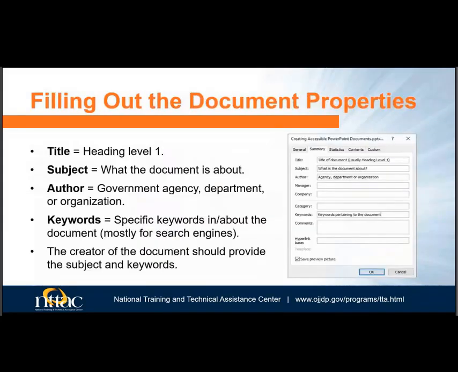The title should match the heading level 1 of your document. The subject should briefly describe what the document is about. The author of the document should not be a person's name, but the organization or government department or agency the document is for. For instance, DOJ or OJJDP, not John Doe. The keywords are words that someone might use when searching for information your document might provide. If at all possible, the creator of the document should provide the subject and keyword.